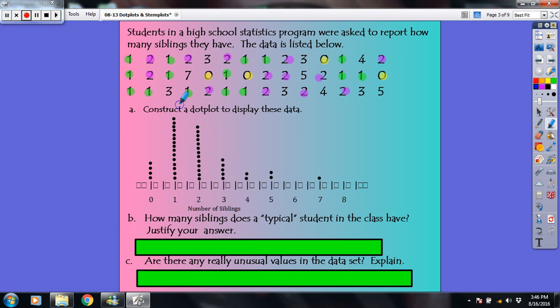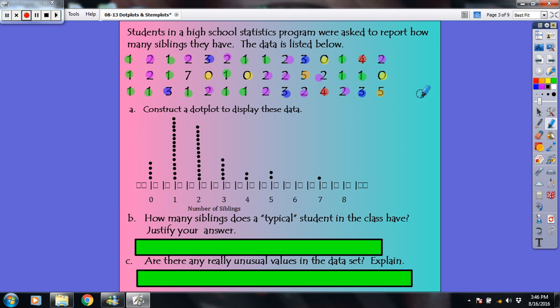And then for number 3, 1, 2, 3, 4, 5 dots above the 3. For the number 4, we see 1, 2, so 2 dots above 4. For 5, I see 1, 2 occurrences of 5, so 2 dots above the 5.